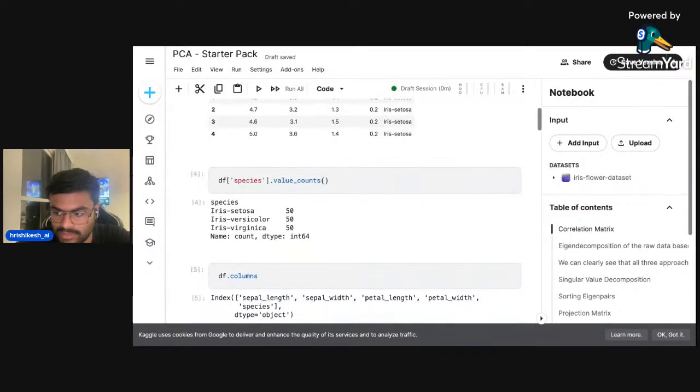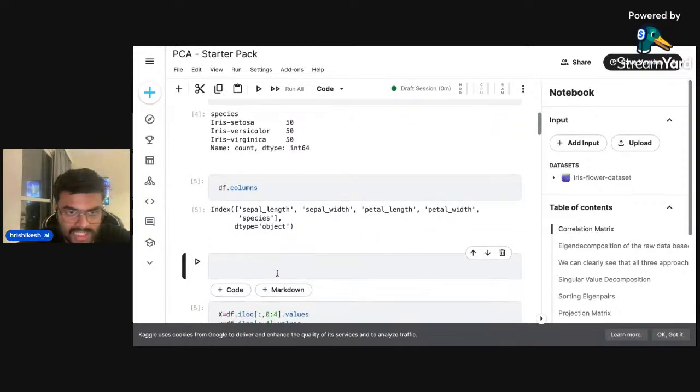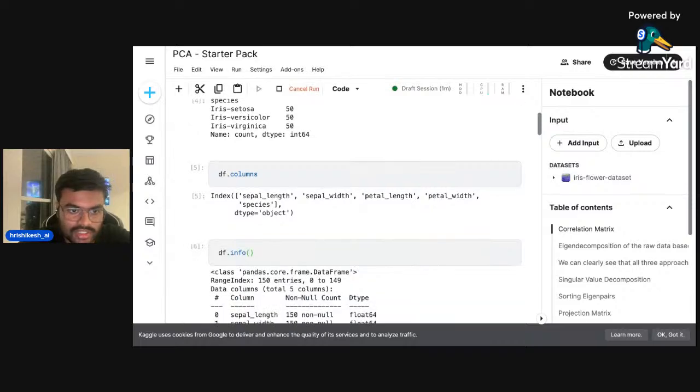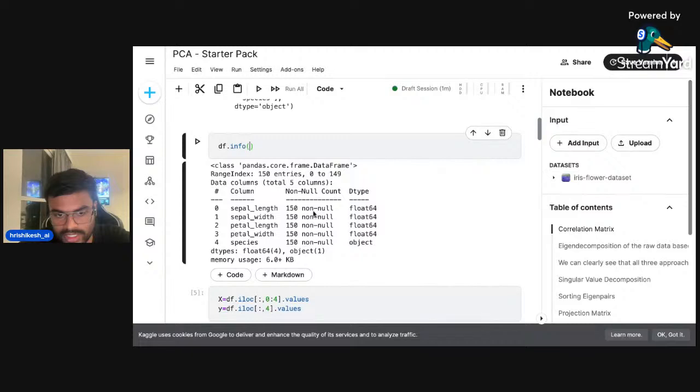There is also one more thing you can do to have a look whenever there is a situation related to this. You can just write df.info and you can see 150 non-null. So it means the whole data is complete, with float columns and the species having the object type. Object here is like the string.